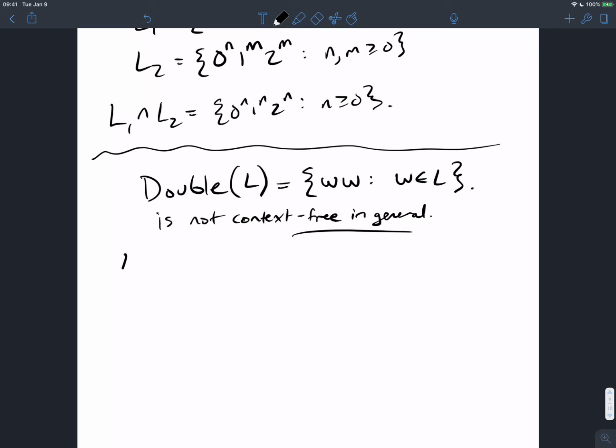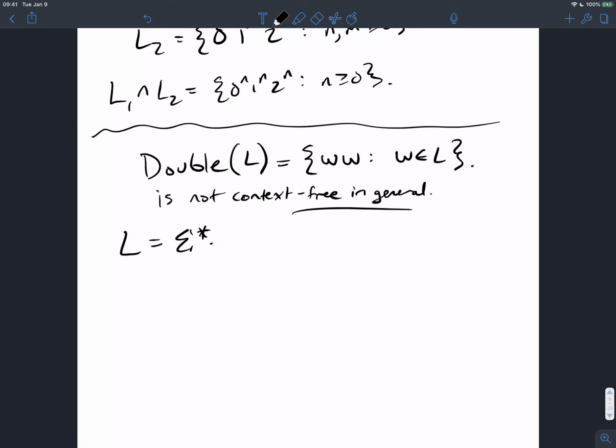So one of them that will work is sigma star. So take any string at all, double it, and put it in the language. And I want to show that double of sigma star is not context-free. So again, for the sake of argument, we're going to assume that sigma is 0, 1. Because what if I said that sigma was just a single character, say 0? It was just all even-length strings, and I can make a grammar for that. So I better assume that it has at least two characters because it won't work otherwise.